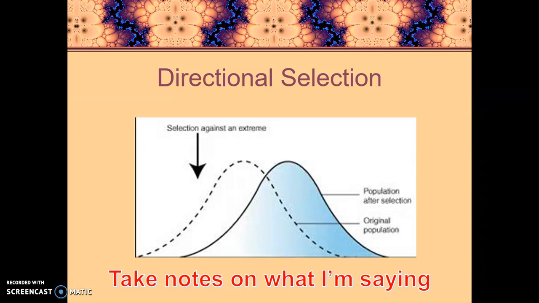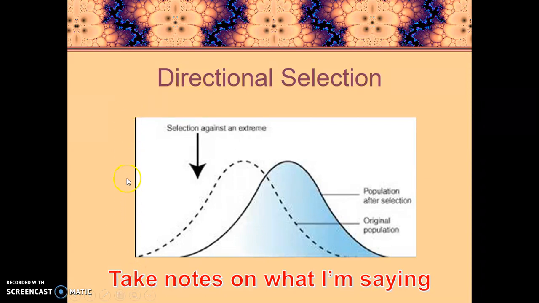So directional selection is our first one. In this graph, the dotted line represents the original population's variation. The solid line represents the population after selection. Notice that it has shifted from one side to the other. That is directional because it has shifted in one direction, okay? So what could have caused this? Let's think of an example.